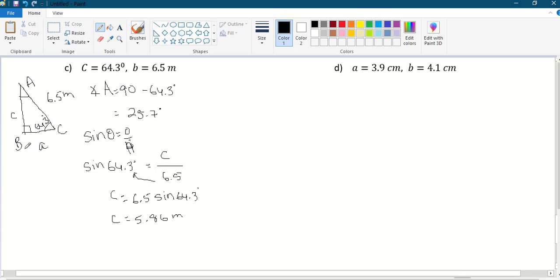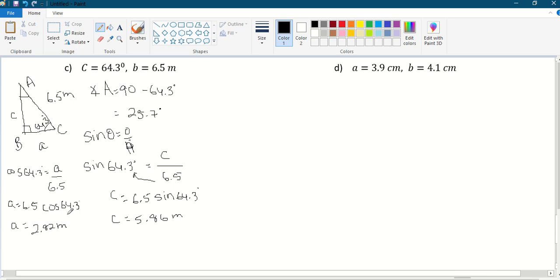Now to solve for A again, we can use adjacent, because from 64.3 degrees A is the adjacent, over hypotenuse, and that will be cos. So cos 64.3 degrees equals A over 6.5. Then A will be 6.5 times cos 64.3 degrees. We get A equals roughly 2.82 meters.